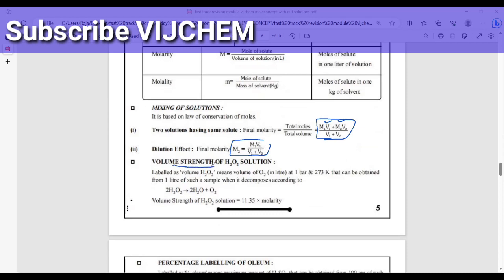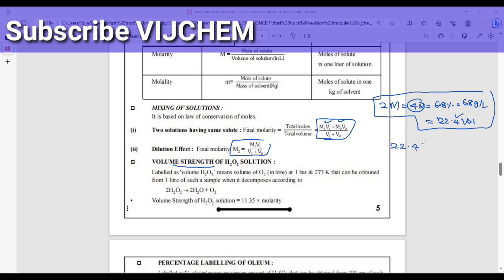Then percentage volume strength of H2O2. Here, don't worry about all types of formulas. You just remember it as 2 molarity is equal to 4 normality is equal to 6.8 percentage. Otherwise, strength 68 grams per liter is equal to 22.4 volume. So this is the method you can use to find out all types. If the volume strength is given and we have to find normality, then you will write like this: 22.4 volume is equal to 4 normality.